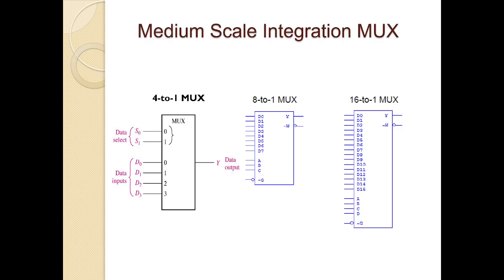For the 8:1 multiplexer, we have 8 inputs, that is D0 to D7. So 2 power 3 is 8, so we have 3 selection lines. The selection lines are denoted as ABC. The output is 1. In the 16:1 multiplexer, we have 16 inputs, that is D0 to D15. The selection lines are 4, ABCD, because 2 power 4 is 16. So 4 selection lines. The output is Y.